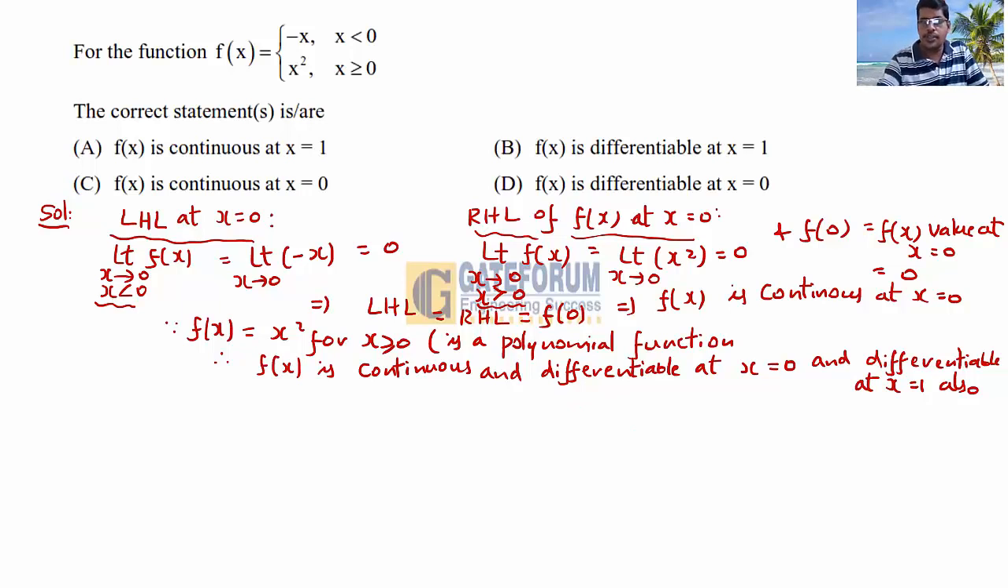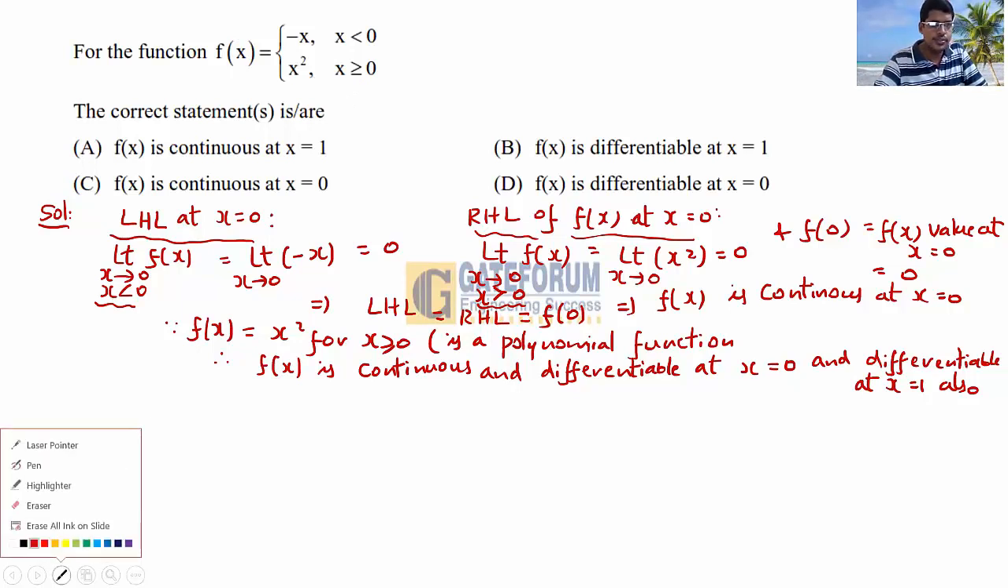f of x is continuous and differentiable at x equal to 1. We have to prove differentiable at x equal to 0 or not, because at x greater than 0 and at x less than 0 there are different function values, but for all positive values of x the function has one value, that is x square.